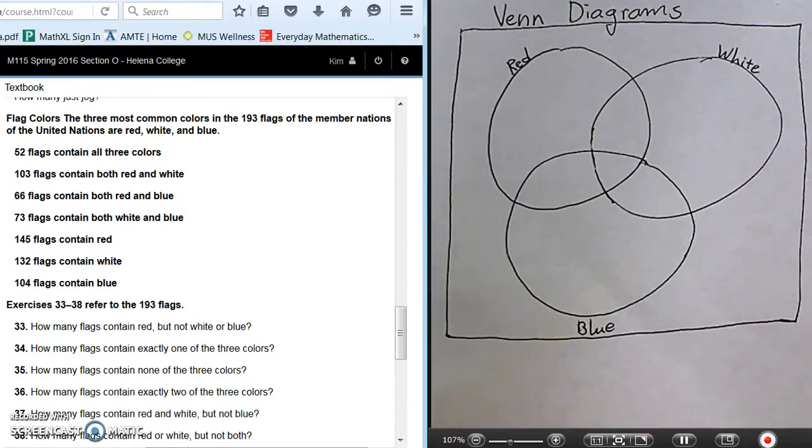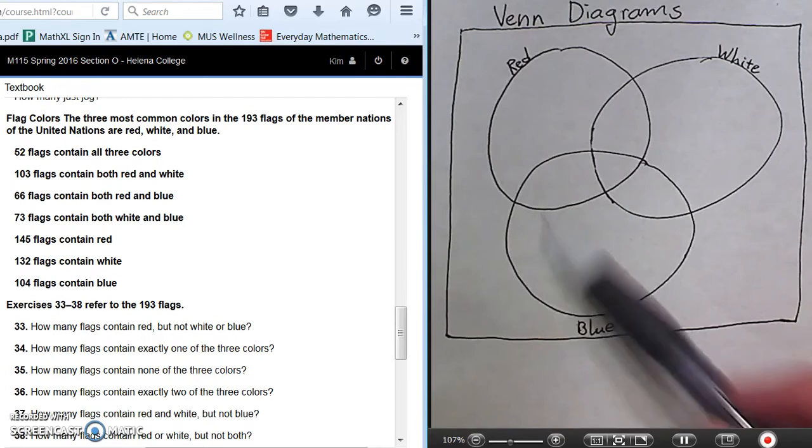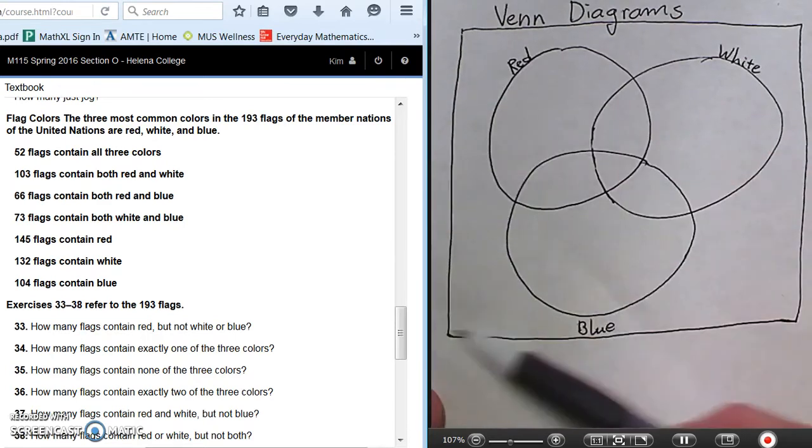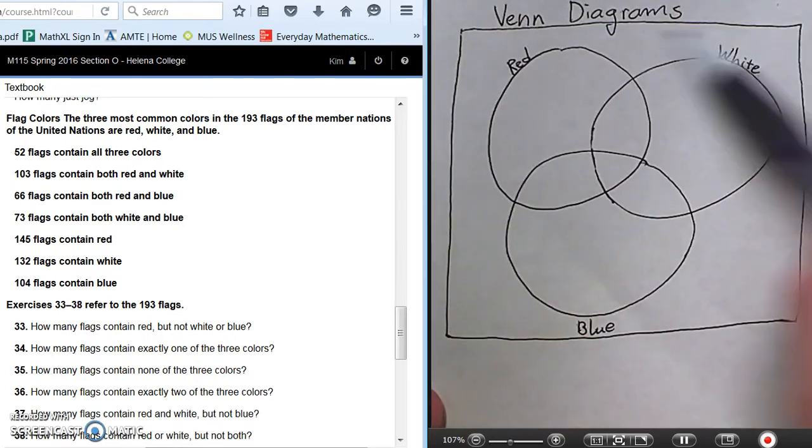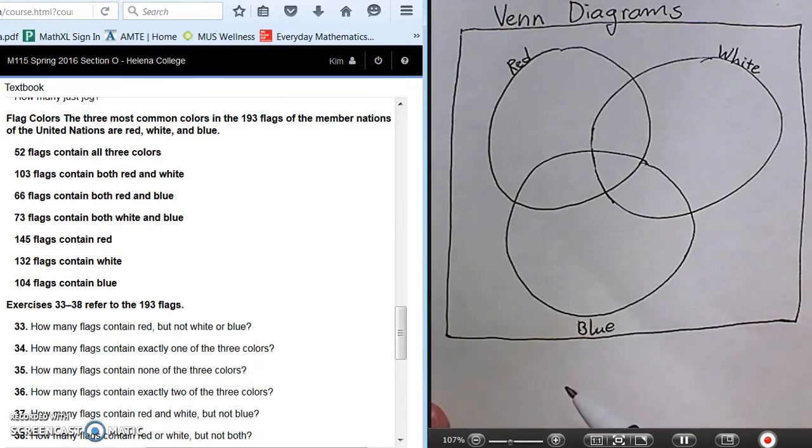A Venn diagram is a visual way to represent information. Venn diagrams have circles to represent each set, and then the large rectangle, or in this case square, represents the universe. Over on the left-hand side, it says flag colors. The three most common colors in the 193 flags of the member nations of the United Nations are red, white, and blue.